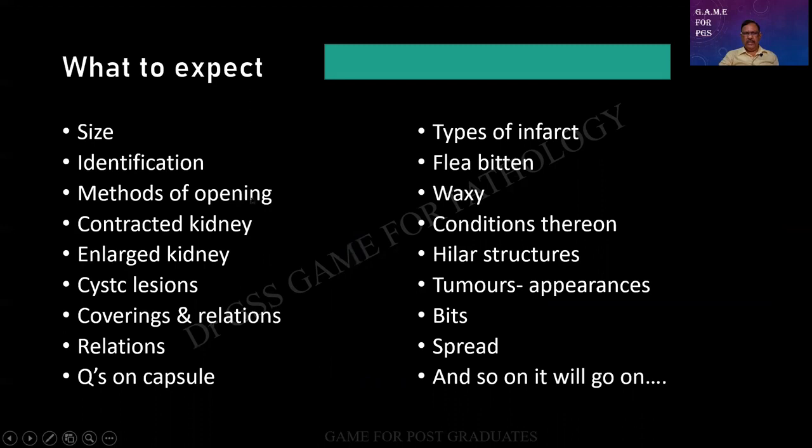And size, identification, contraction, enlargement, cystic lesions, questions on the capsule, types of infarct, where you get a waxy kidney, what are all the hilar structures, and what are the conditions where you get the flea-bitten kidney, and so forth. Appearances of the tumors, from where will you give the bits, how does it spread, and so on, it will go on. So I hope you are a little familiar with the lesions.